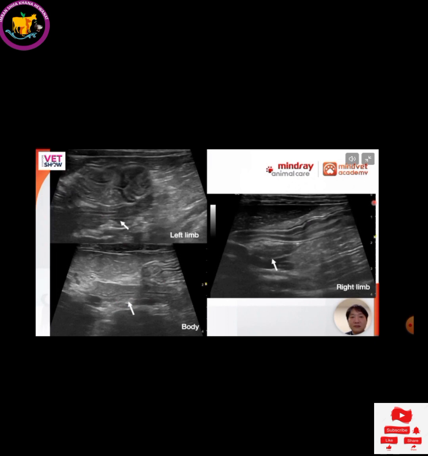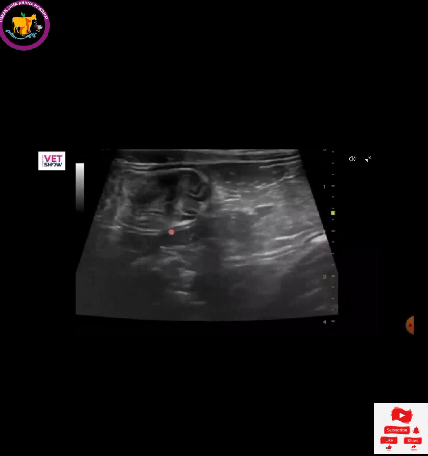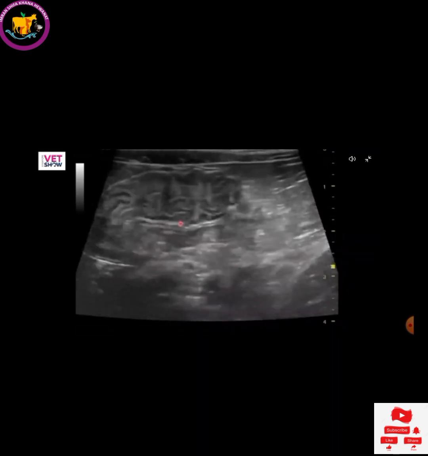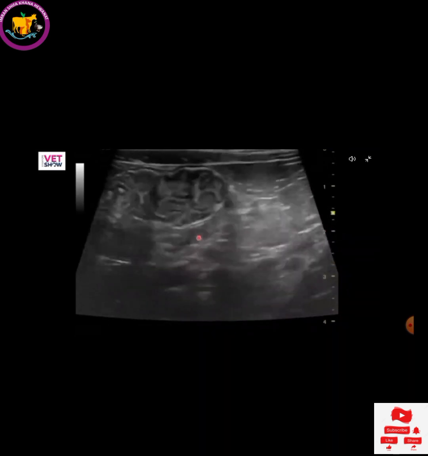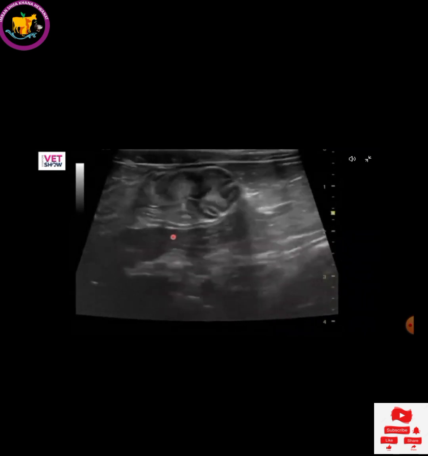Portal vein. You see it is the left limb of the pancreas, and there is an anechoic tubular structure in the parenchyma. Here, this is the pancreatic duct.